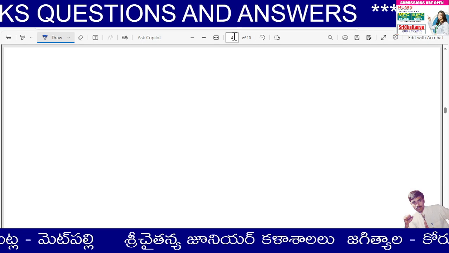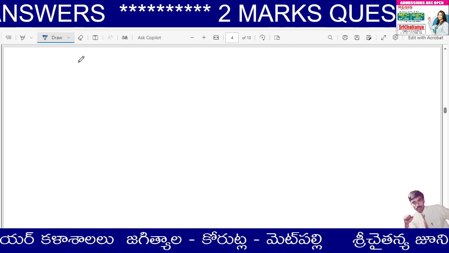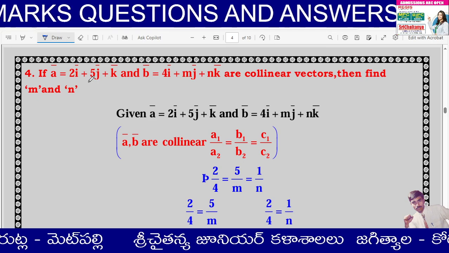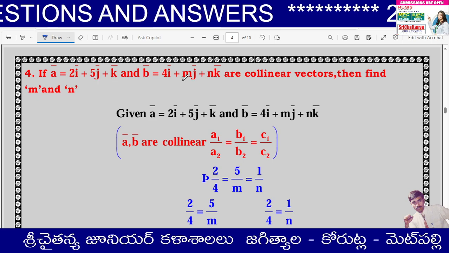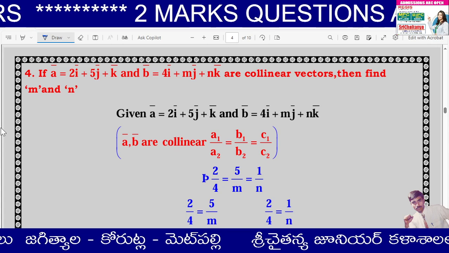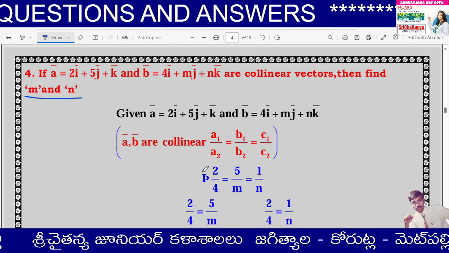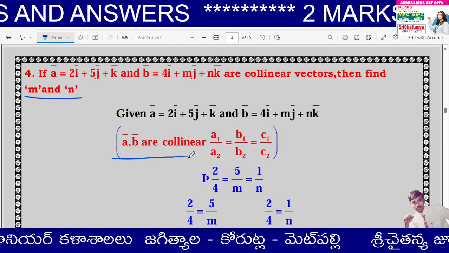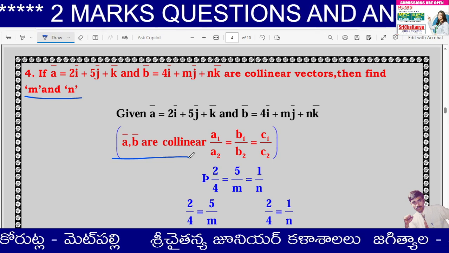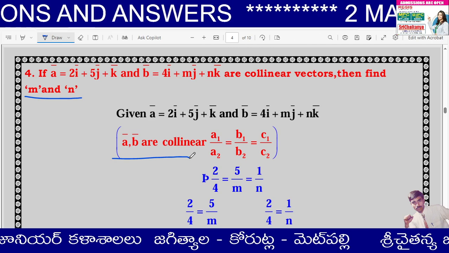Next, fourth question. If A is equal to 2i plus 5j plus k, B is equal to 4i plus mj plus nk are collinear vectors, then find the value of m and n. The formula: if two vectors are collinear, the ratios of i, j, k coefficients are equal. A1 by A2 is equal to B1 by B2 is equal to C1 by C2.